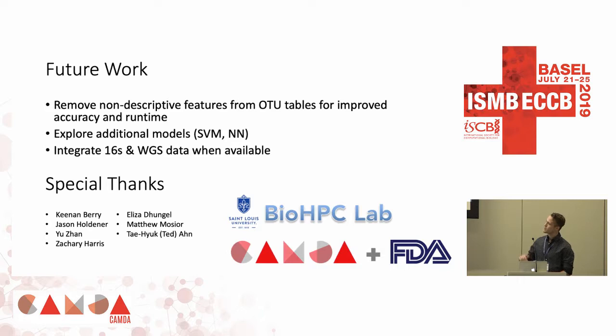Additionally, as I described in the previous slide, we'd like to remove the non-descriptive features from our OTU tables to improve our performance. We'd also like to explore additional models, so maybe we'll follow through with that neural network model. There's quite a bit of data, so it might benefit from that. We'd also like to look into using a kernelized support vector machine because those are very good at making nonlinear decision boundaries. And then we'd also like to integrate 16S and whole genome shotgun sequencing data when it might be available for all cities and all samples.